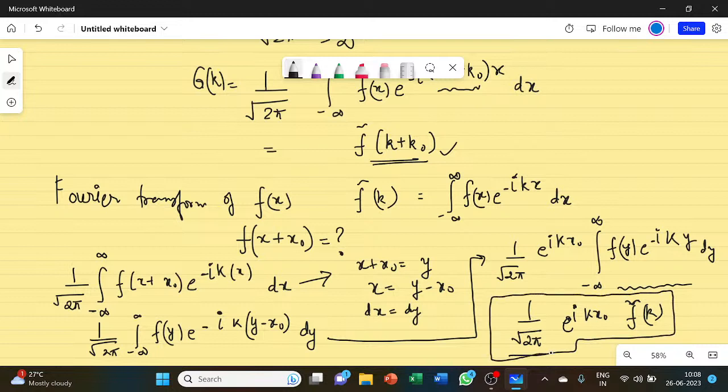This is how you write your Fourier transform. Okay, whose Fourier transform is it? It is the Fourier transform of f of x plus x naught. So one has to remember.